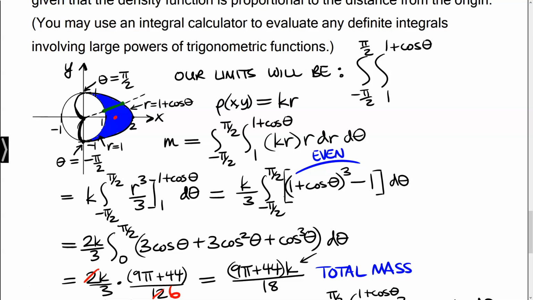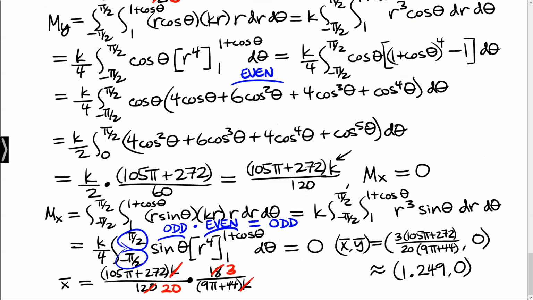The density increases from 1 kind of gradually out to 2. But as you get further out there, there's less of the mass out there. So it makes sense that it's a little bit closer to 1 than it is to 2. And, of course, we reasoned that it had to be on the x-axis. So that's where that is. So let's go and circle that.